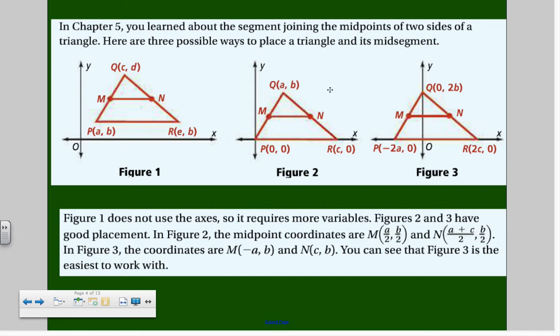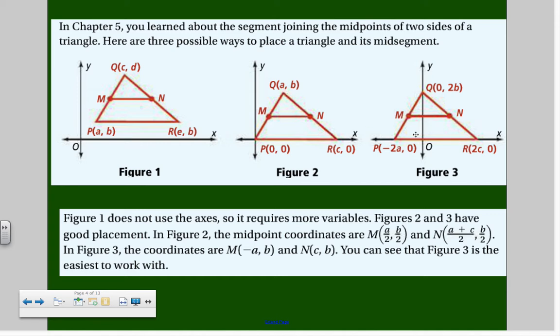However, if I'm more strategic with the placement on a coordinate plane and I put point P at 0, 0, that will limit it, I'll have fewer variables to deal with. So if point P is at 0, 0, then point R will be C units to the right and 0 units up and down. Q will be at A, B.